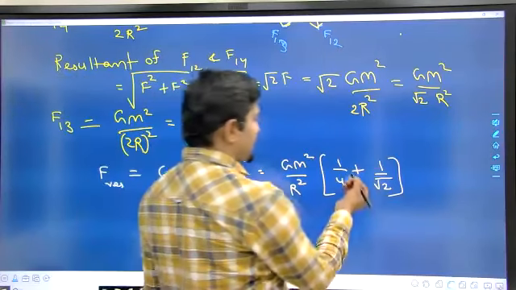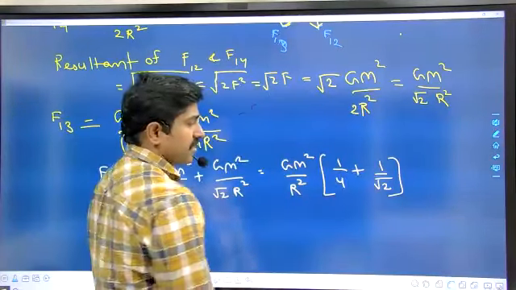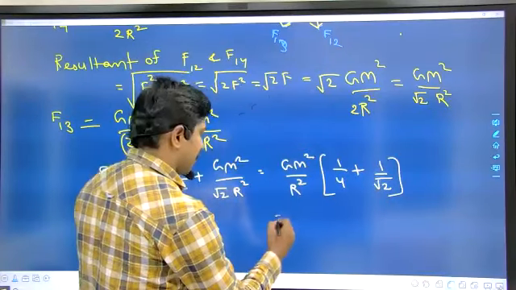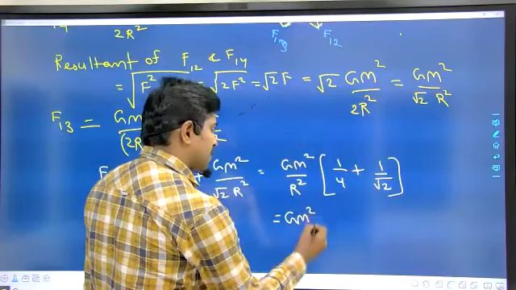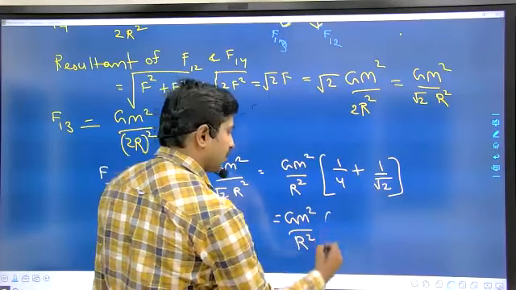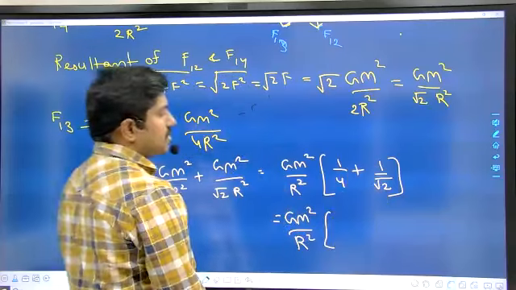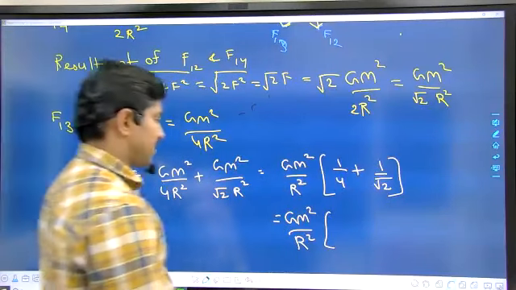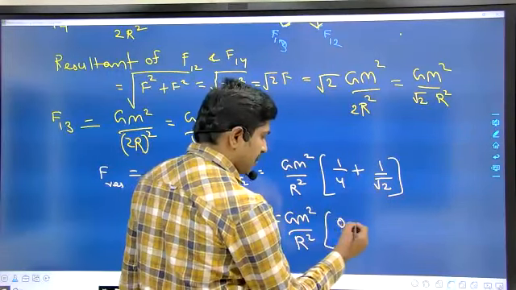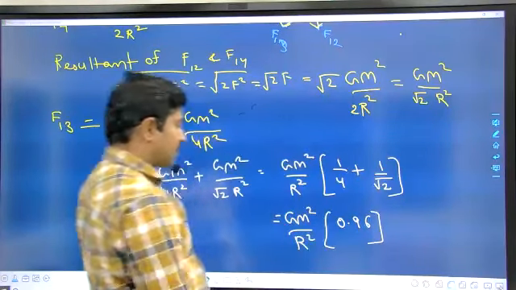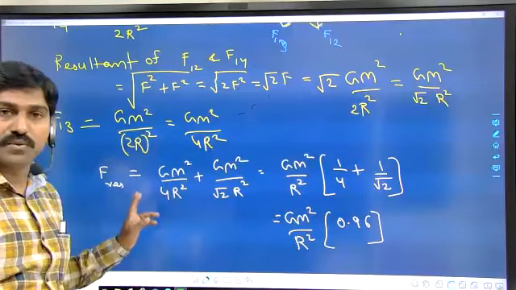Okay. So this is finally the formula for resultant force. And of course 1 by 4 is nothing but 0.25. 1 by root 2 is nothing but simply 0.71. So finally it will be G M square by r square into 0.25 plus nearly 0.71. It will be 0.96 nearly. So this is the final answer for resultant force.